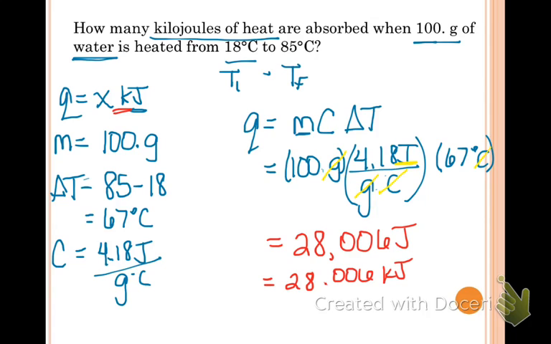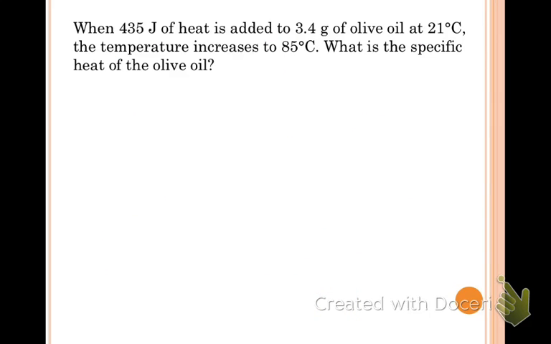I like to use the knowns and unknowns. So this has 3, that has 2, and that has 3. So we use 2 sig figs at the end. So this is equivalent to 28 kilojoules. Alright, good. So let's go to the next one.